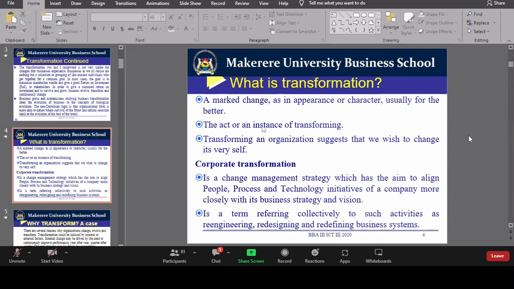Question here: why would an organization aim to move from one position to another? Can I have submissions very fast? Why would an organization aim to move from one position to another? Sylvia? You were muted and unmuted. Nelly?